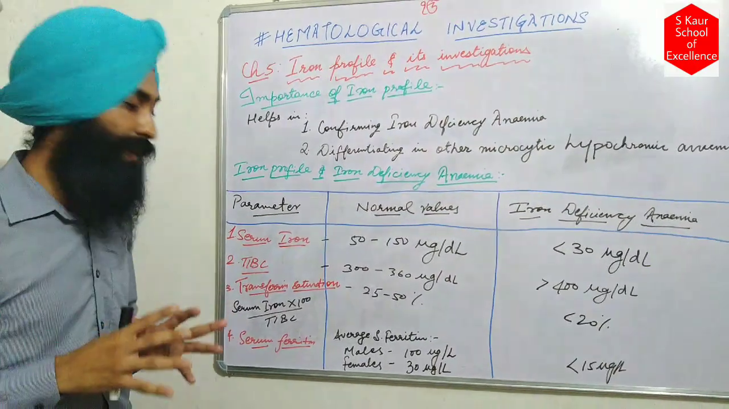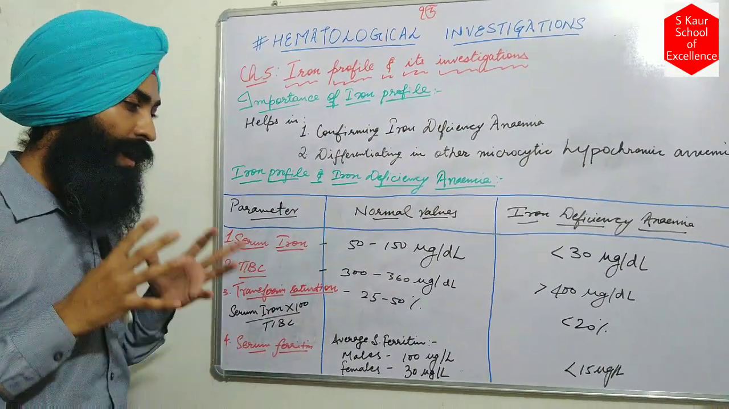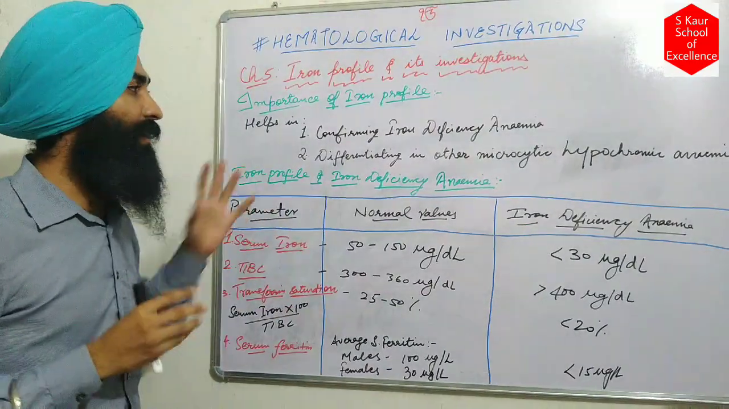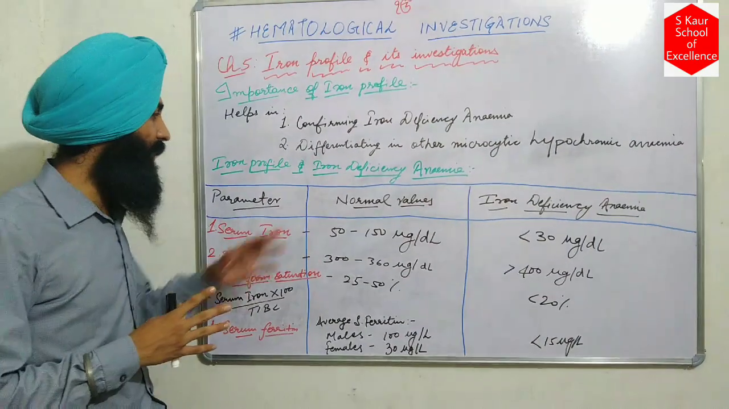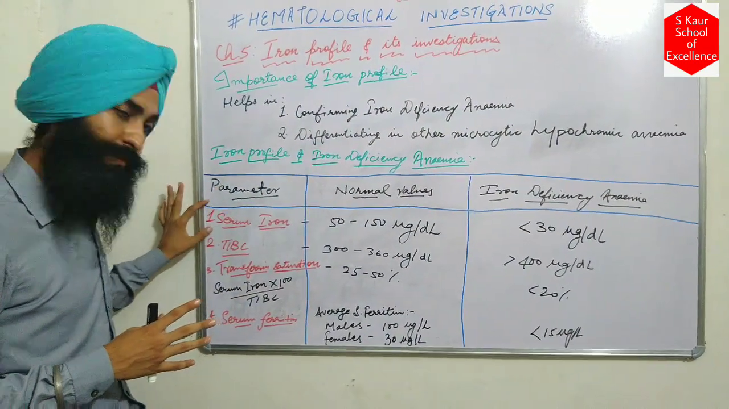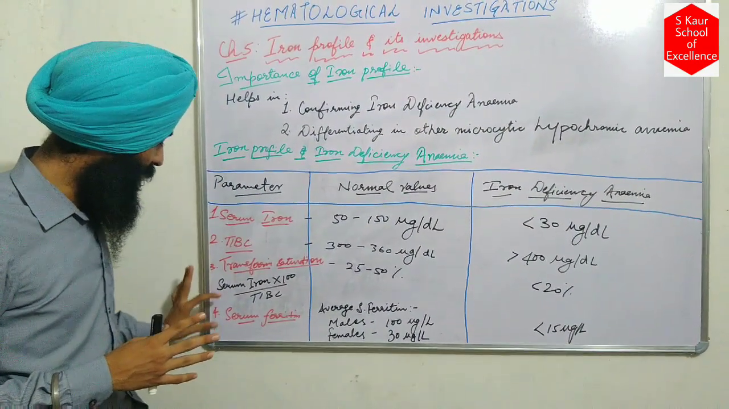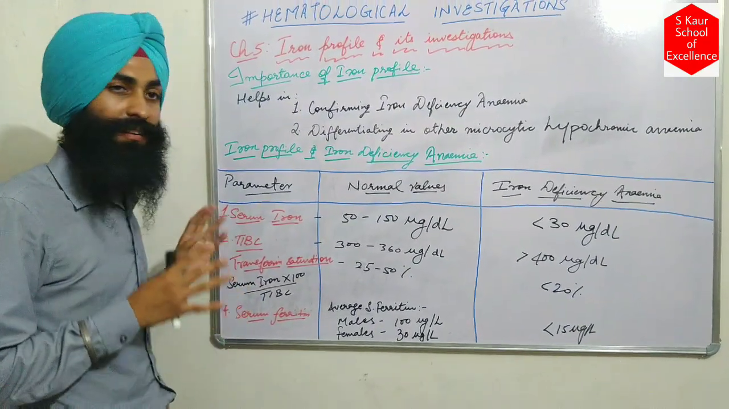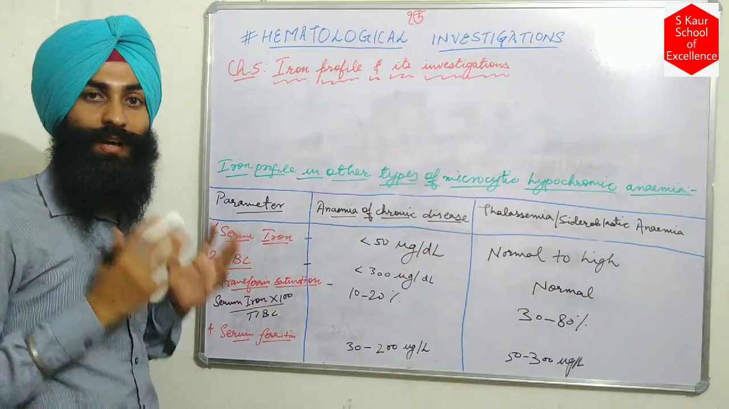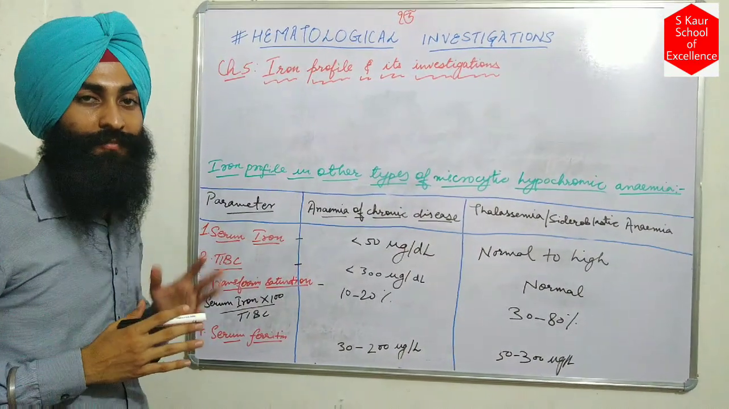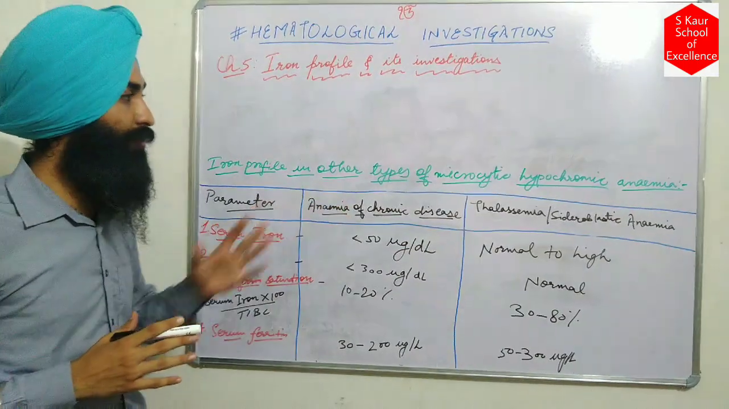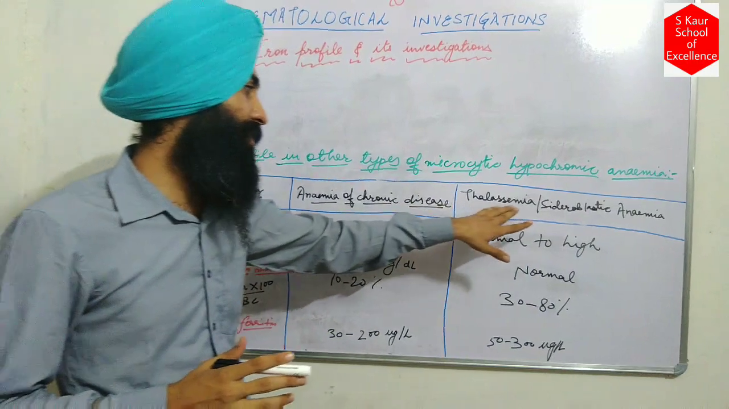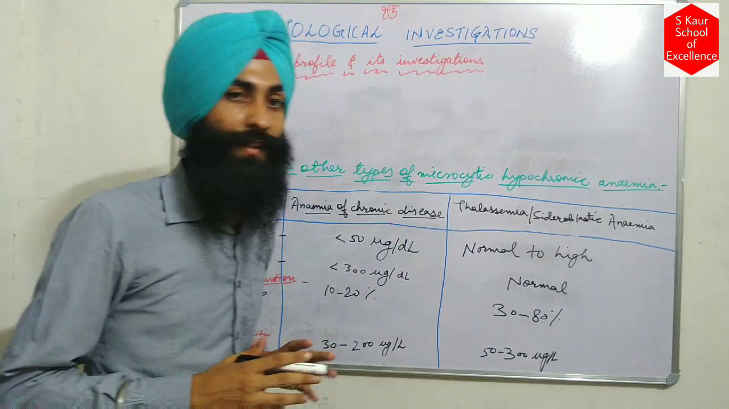Some of the studies say that serum ferritin is the major indicator to diagnose the iron deficiency anemia. Here we conclude that in iron deficiency anemia, serum iron, transferrin saturation and serum ferritin all are decreased except TIBC, that is increased. Other than iron deficiency anemia, we have three more types of microcytic hypochromic anemia. One is anemia of chronic disease, second one is thalassemia, and third one is sideroblastic anemia.